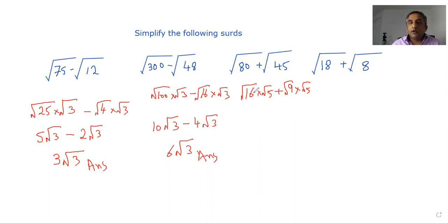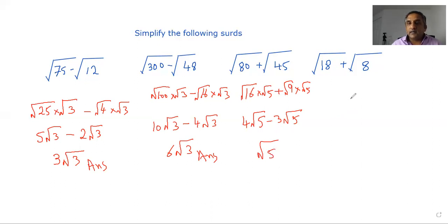So now, square root of 16. What is the square root of 16? Square root of 16 is 4. Then square root 5 minus square root of 9, which means 3, and then square root of 5. You see, now they are the same, 5 and 5, so we can very easily take them away. Take away 3 from 4, so it will be square root 5. And that's it. That's the answer.